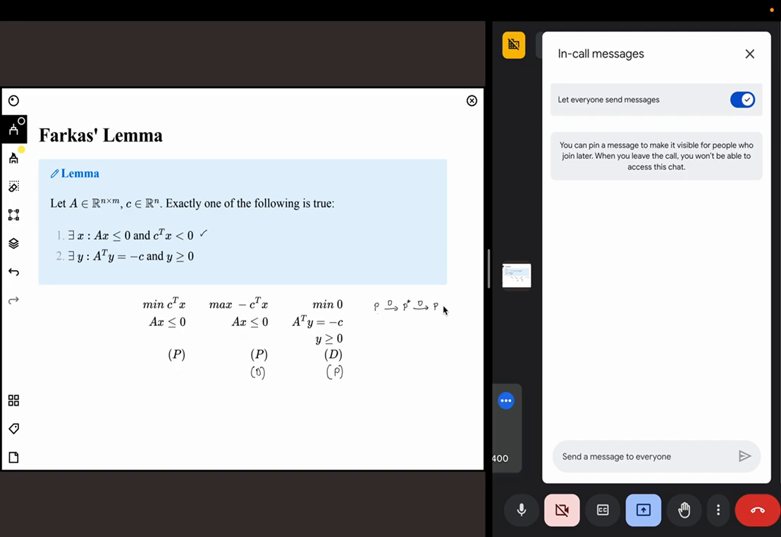Ax is less than or equal to 0 is satisfied, which means x is in the feasible region, and c transpose x is negative. So this is some negative quantity, and you are trying to maximize it. Sorry, this will be the negative of a negative quantity, so this will be a positive quantity, and you are trying to maximize a positive quantity. And x is in the feasible region. So what would happen to the solution of the primal? It will go to infinity, right? Yeah, it goes to infinity.